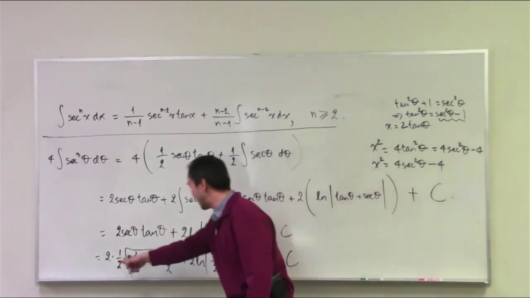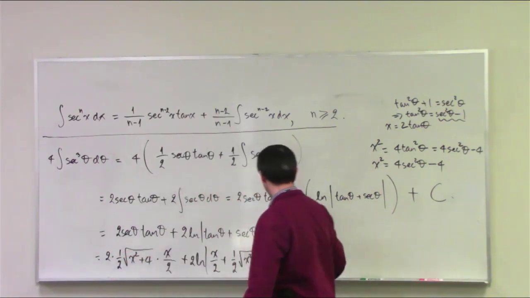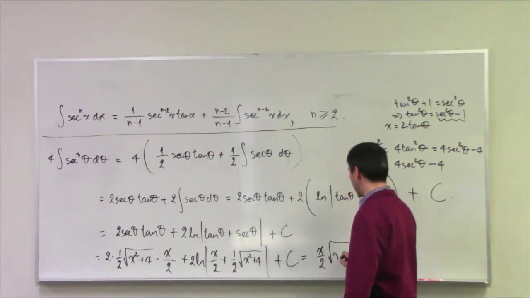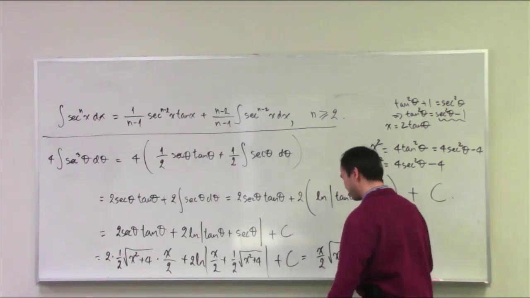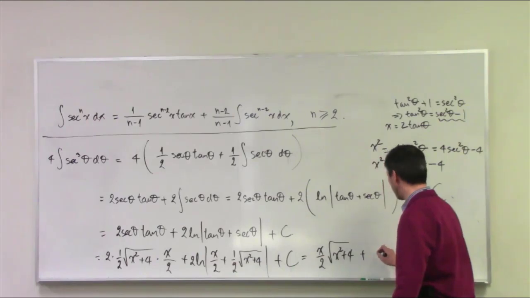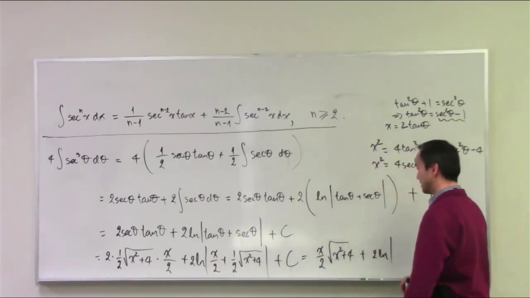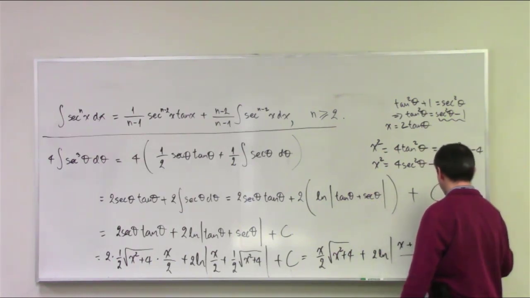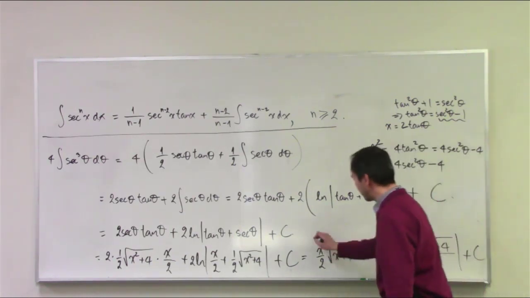Then we can cancel out the 2 and 2 here, leaving the 1/2. Cleaning that up a little bit, I have x over 2 times the square root of x squared plus 4, plus 2 times the log. Here I have x. You can also write it as x plus the square root of x squared plus 4, all over 2, plus C. That's your final answer.